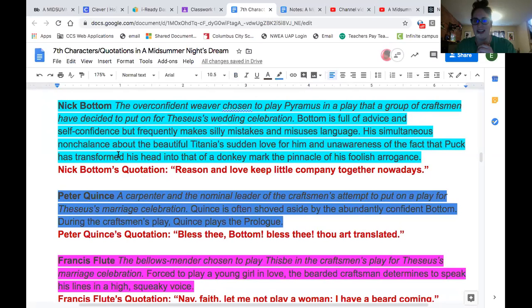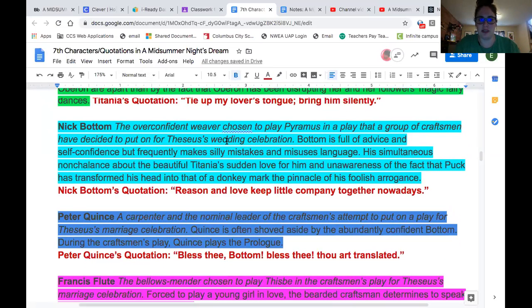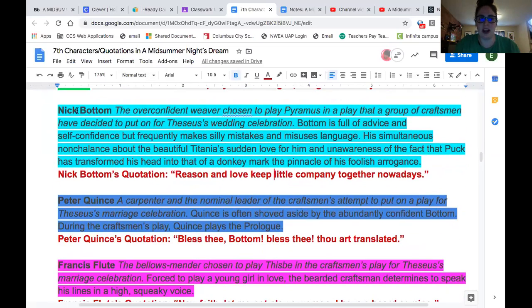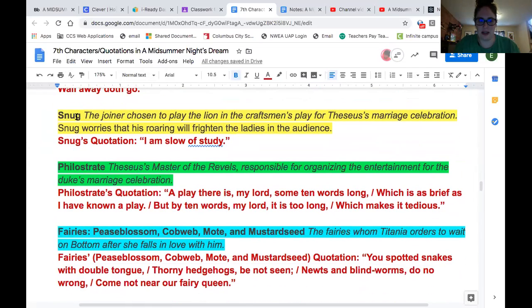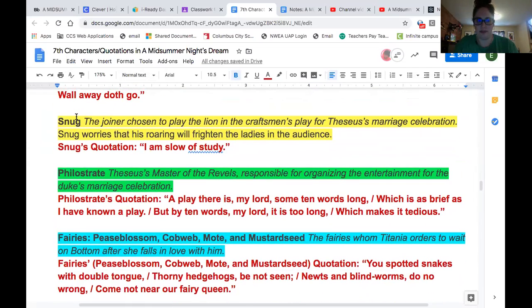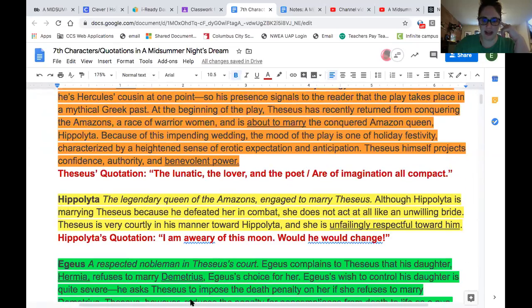So it creates, with Puck leading the charge of being kind of ridiculous, a bunch of issues. So we'll talk about Nick, Peter, Francis, Robin, Tom, and Snug next time and illustrate in the fairy. Okay. But for now, let's add to our notes about Puck, Oberon, and Titania.